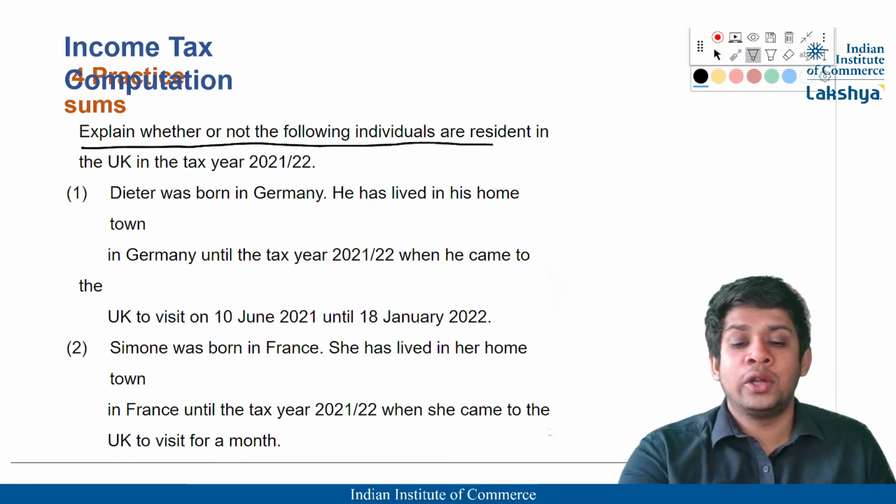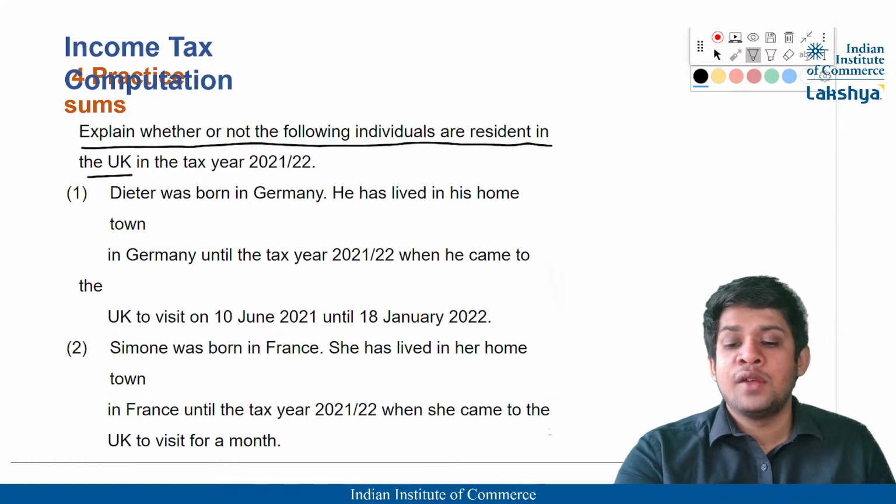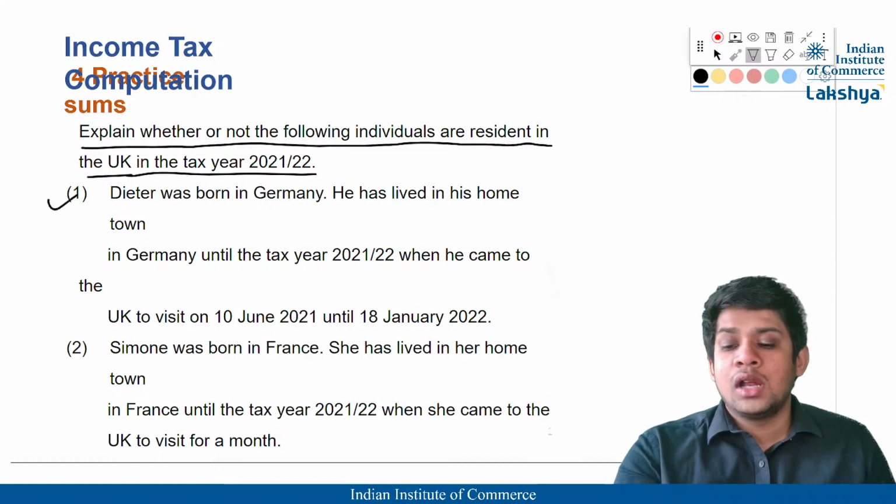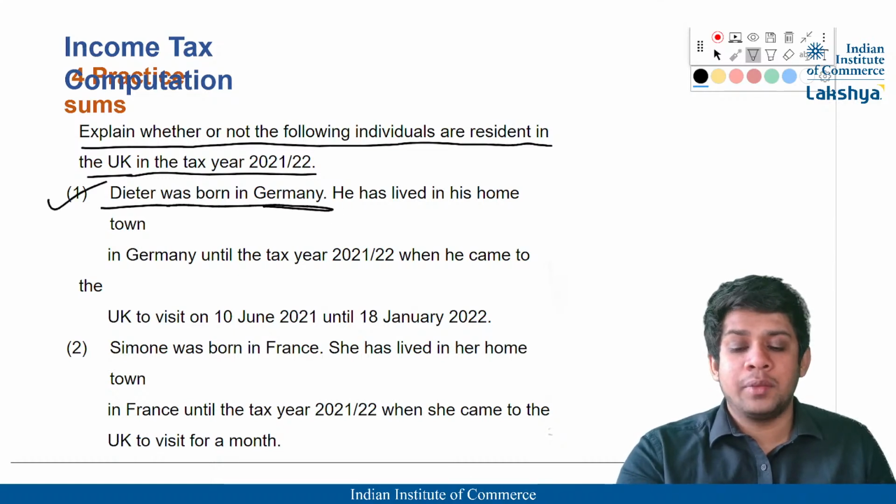Explain whether or not the following individuals are resident in UK for the tax year 2021-22. Okay. So we'll be given a couple of situations and we have to identify whether the person is a UK resident or not. Okay. Now, Dieter was born in Germany.